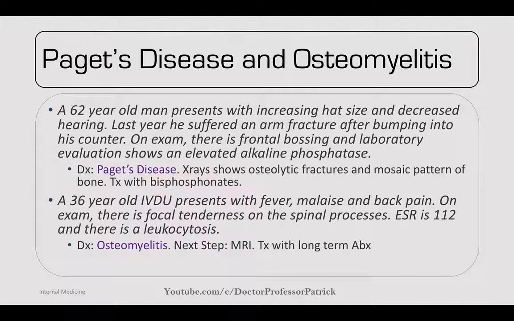Next is a case of a 36-year-old IV drug user who presents with fever, malaise, and back pain. On exam, there's focal tenderness in the spinous processes. ESR is 112, and there's leukocytosis. And this can be an osteomyelitis. The next step would be an MRI and treat with long-term antibiotics after a bone culture.